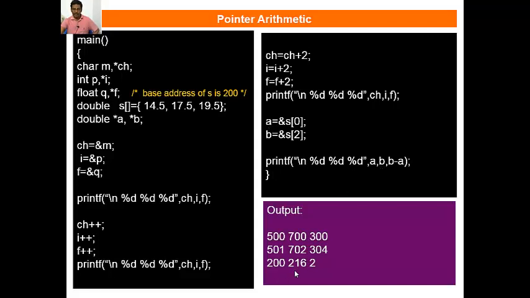If we print A and B, that is 200, 216. B minus A: here we subtract a pointer from a pointer. B is 216 minus A is 200. 216 minus 200 will not give 16. It gives only 2 locations, because it is a double type, and the size of double is 8 bytes. So it gives only locations. In pointer arithmetic, it considers only locations, not value.